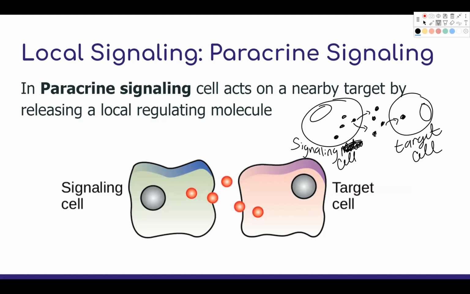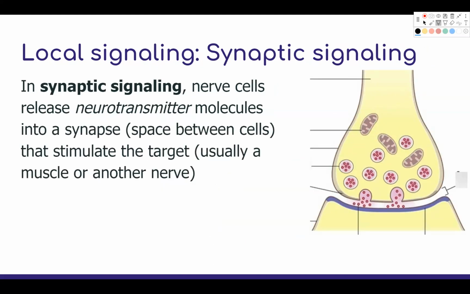Synaptic signaling, I think, is super cool. In synaptic signaling, this happens specifically in nerve cells, and those signaling molecules are called neurotransmitters. So these little signals right here, that's how your brain works. Also, how your nerves work. Also, how your muscles work. In synaptic signaling, a nerve cell releases a neurotransmitter molecule into a space called a synapse, which is the exit bit of our neuron. This will stimulate a target cell, typically a muscle cell or another nerve cell.